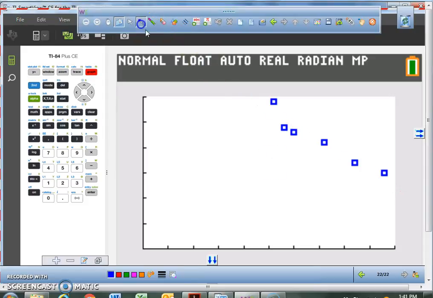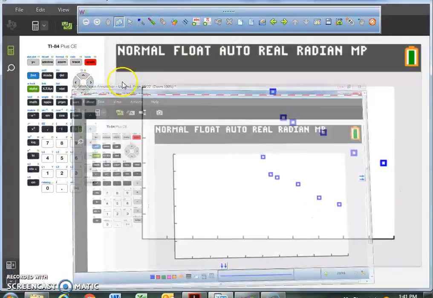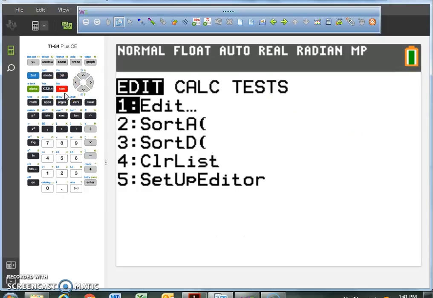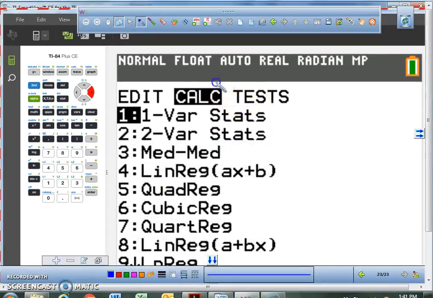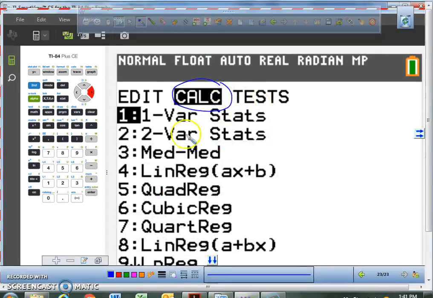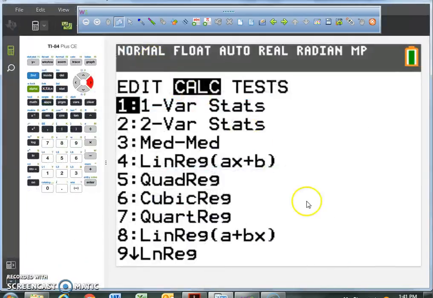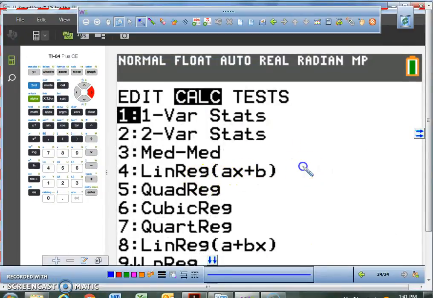Okay? So what we are going to do is hit the stat button. Go to the right where it says calculate. That's the important part right here. We have to calculate the line of best fit. And the line of best fit is going to be number 4. So what I'd like you to do is understand that when it says line AX plus B, that's the same as MX plus B.